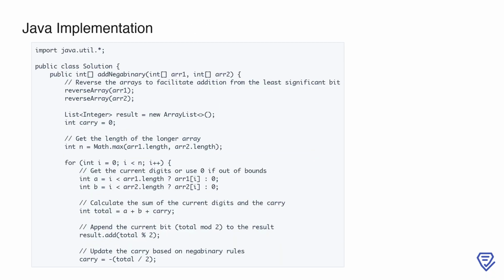Here, we start by defining the addNegabinary method, which takes two integer arrays, arr1 and arr2, representing numbers in Negabinary format.